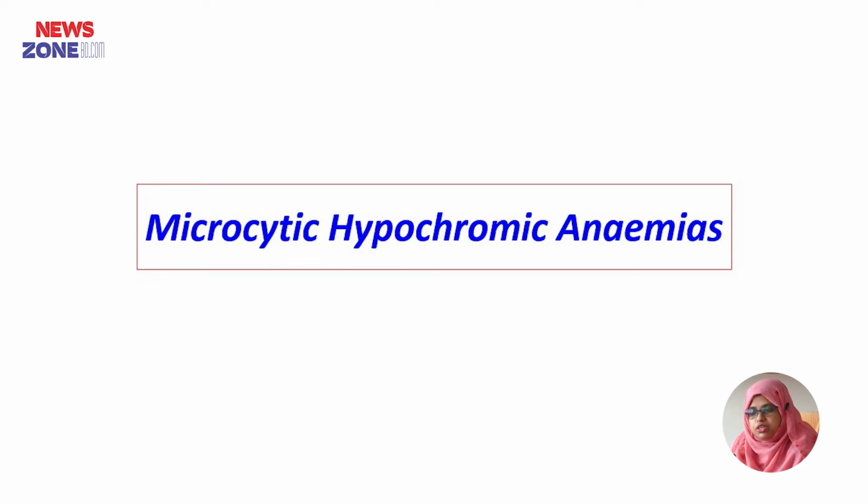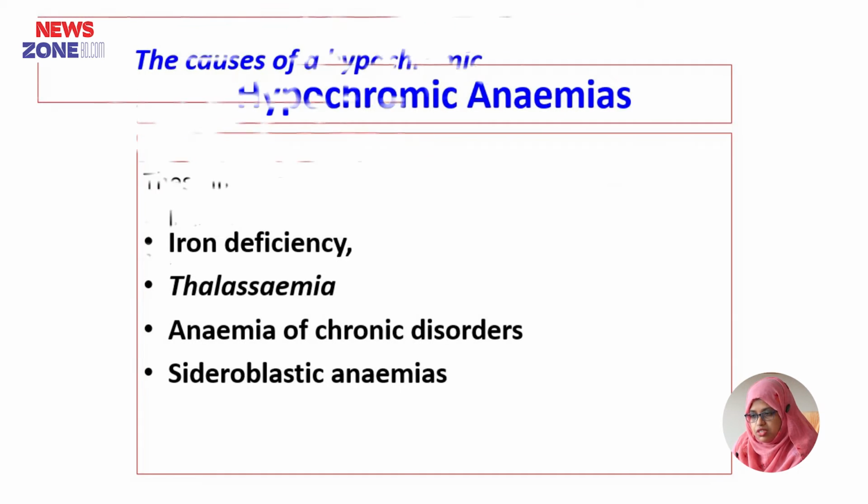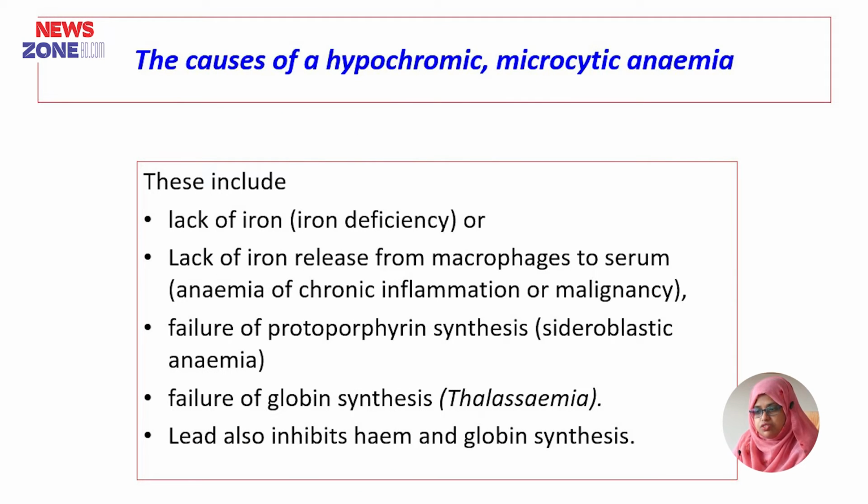In microcytic hypochromic anemia, at first you have to know the common causes, and the common causes are iron deficiency anemia, thalassemia, sideroblastic anemia and anemia of chronic disorder. So, at first we know about iron deficiency anemia. What are the causes of hypochromic and microcytic anemia?